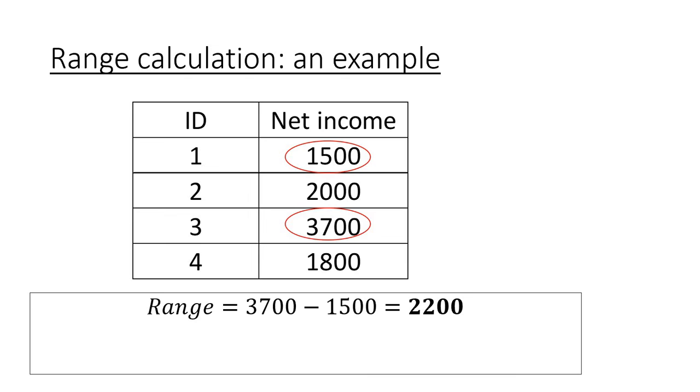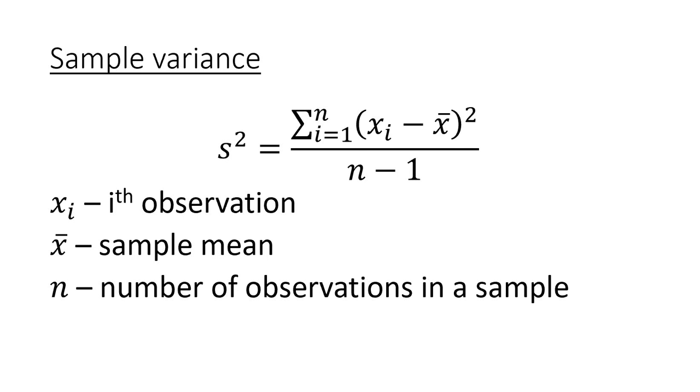That's why we are going to introduce a more sophisticated measure of data variability, which is sample variance. So we calculate sample variance as the sum of the square differences between the value of indicator associated with the particular observation and the mean value of indicator divided by n minus 1, where n stands for the number of observations in a sample. Sounds complicated, but actually it's relatively easy to compute variance in several simple steps.